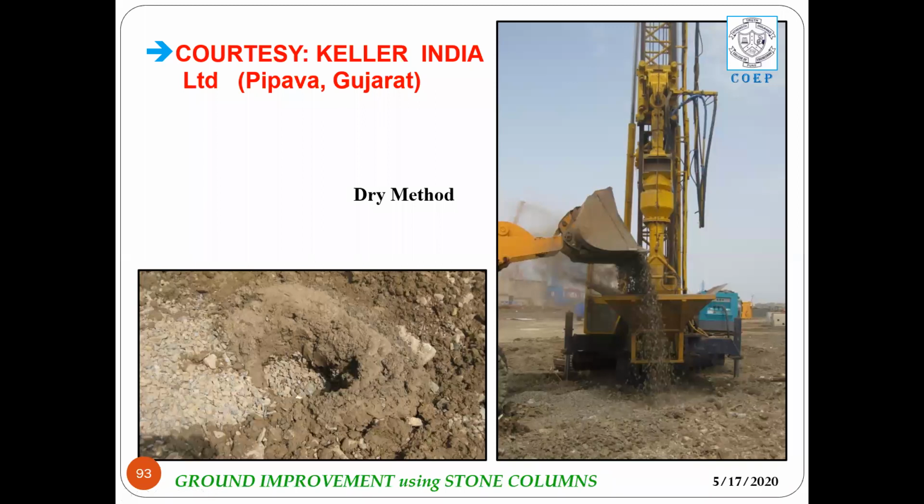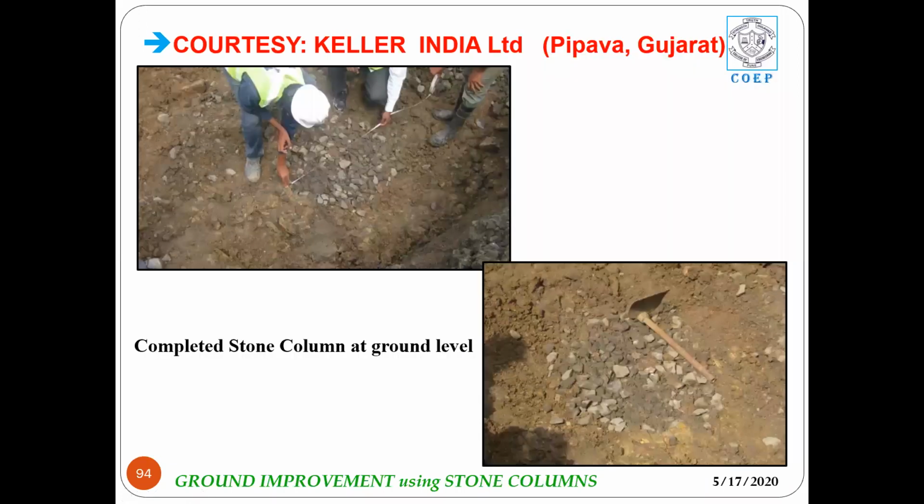Now at site, once the stone column comes to the ground level and stone column installation is complete, then the diameter is ascertained. Here we made use of this particular construction equipment, a Phavda. Everybody knows what is the normal size of a Phavda. So that is the diameter of this particular stone column here. So this is a stone column constructed with a dry method.